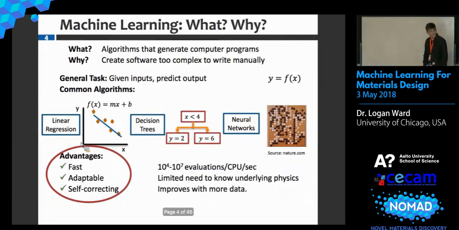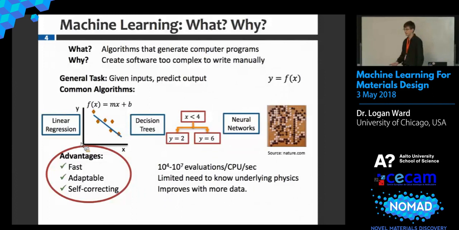Specifically, when I'm discussing machine learning today, I'll be talking about supervised learning algorithms, those classes of algorithms which, given many examples of the inputs and outputs to some complex function, can derive a computationally efficient approximation. And there are a broad variety of approaches for managing this task, ranging from a linear regression all the way up to more complicated approaches like deep neural networks. And these offer many unique advantages to the design of materials.